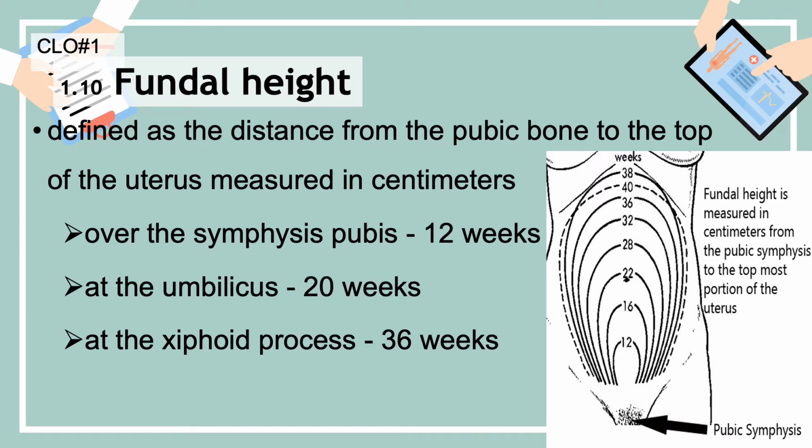Fundal height. This is defined as the distance from the pubic bone to the top of the uterus measured in centimeters. So earlier we discussed Bartholomew's rule, which used the landmarks. So here we are actually using measurements in centimeters. So when it's over the symphysis pubis, that's about 12 weeks. At the umbilicus, that's 20 weeks. And at the xiphoid process, that's 36 weeks.